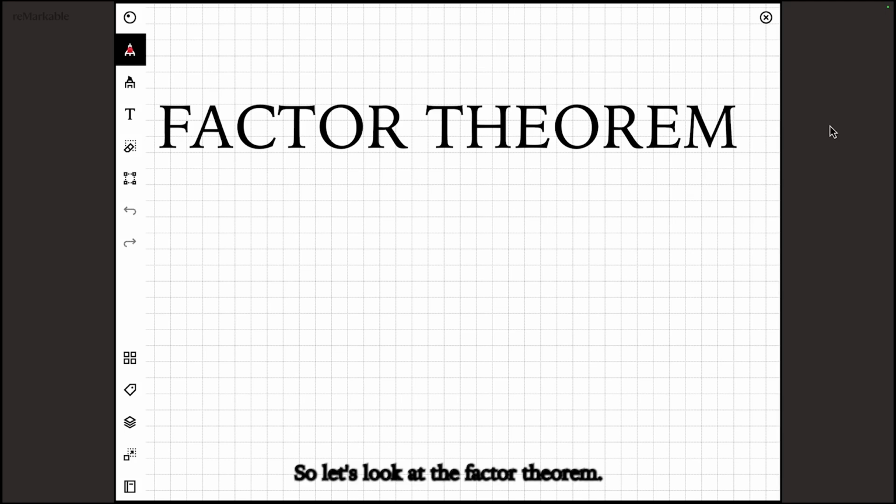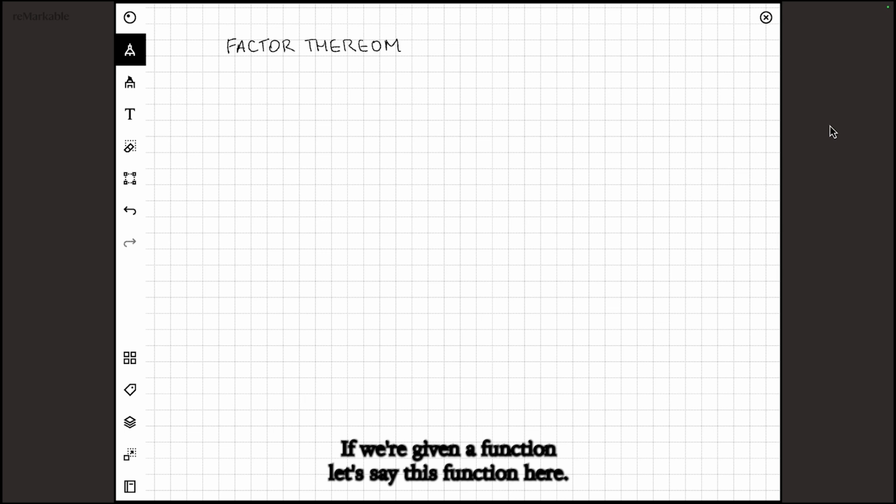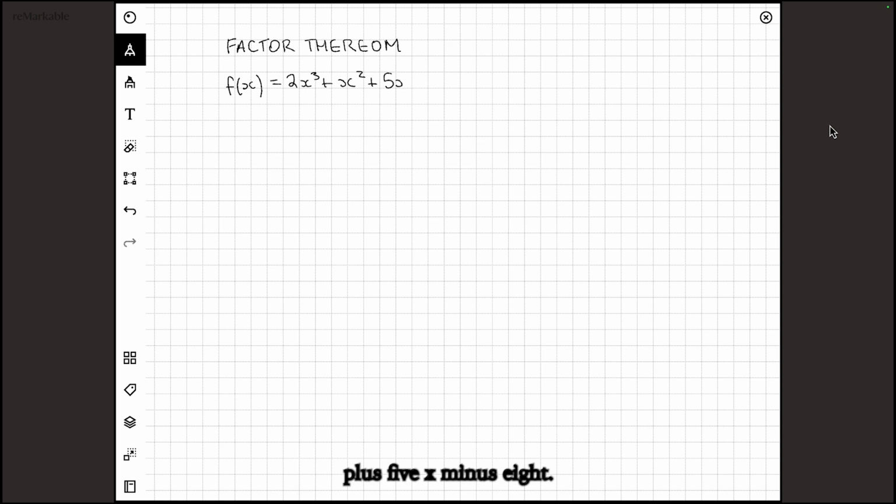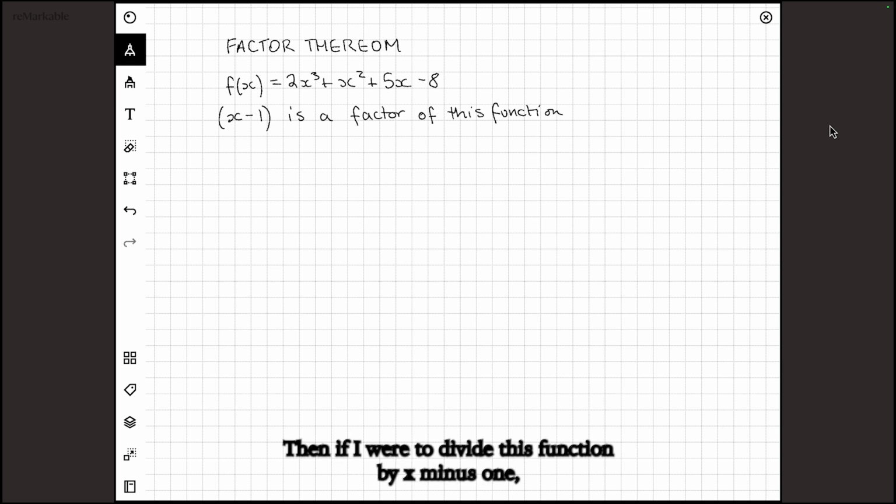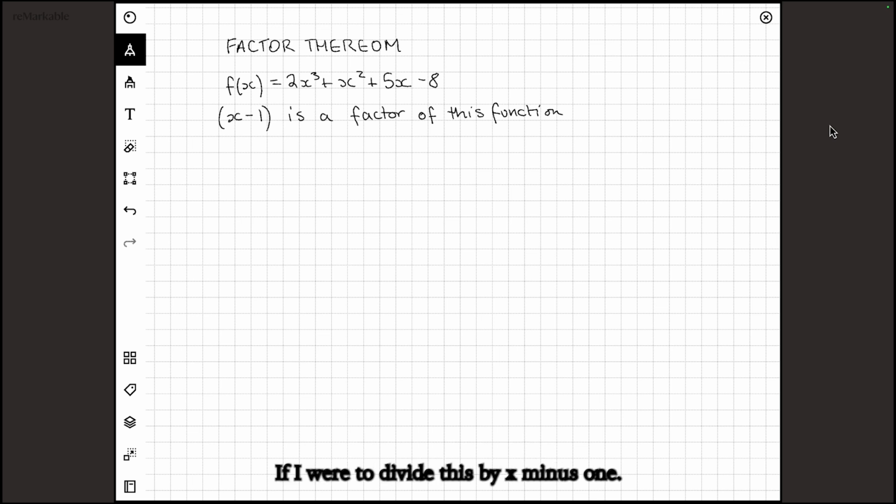Okay, so let's look at the factor theorem. If we're given a function, let's say this function here of 2x cubed plus x squared plus 5x minus 8. If I were to say to you that x minus 1 is a factor of this function, then if I were to divide this function by x minus 1 using our knowledge of division of polynomials, or synthetic division as the Americans like to call it, I wouldn't get any sort of remainder.